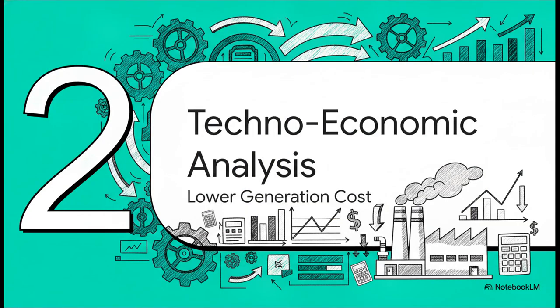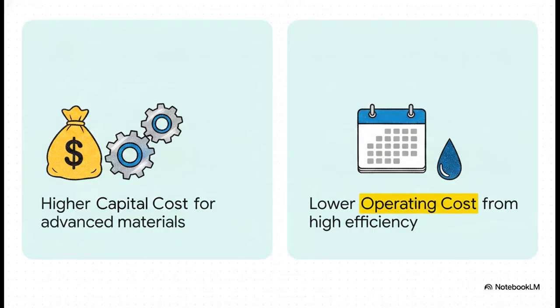Right, let's move to Section 2, Techno-Economic Analysis, and how we lower that generation cost. The absolutely crucial point here is understanding the core trade-off. It's kind of like buying a high-end, super efficient car. To achieve higher steam parameters, which, as you know, is the secret sauce for plant efficiency, you absolutely must use advanced materials. And yeah, that means a noticeably higher upfront capital cost. It's a bigger pill to swallow on day one.